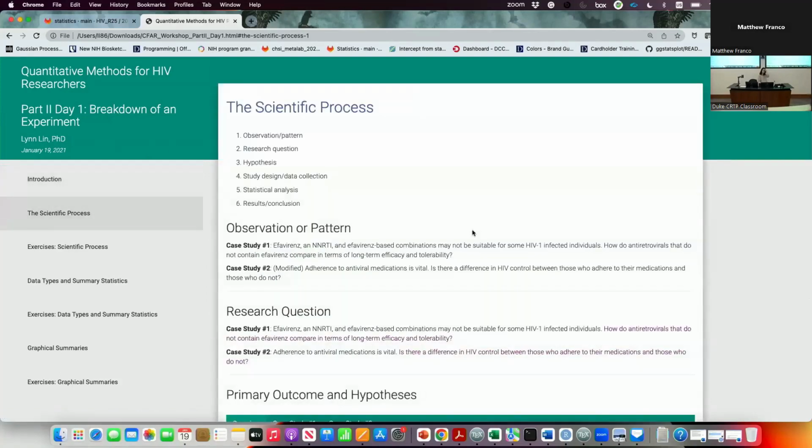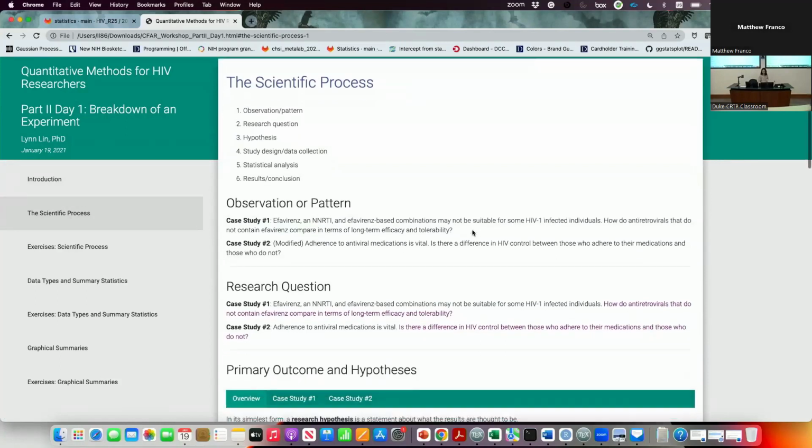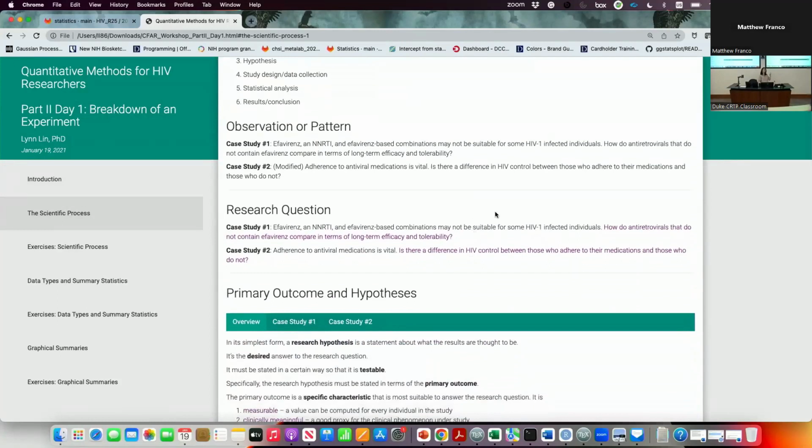Okay, so now let's go to the first part of today's workshop, which is the scientific process. The first topic is typically how people actually get their research question. Obviously, one way for people to generate their research question is based on observation or their prior knowledge.